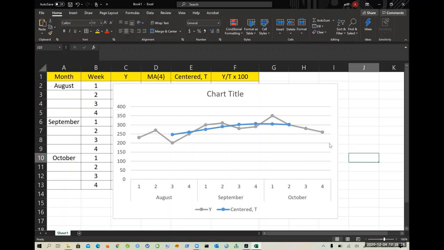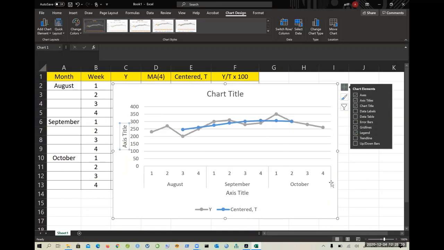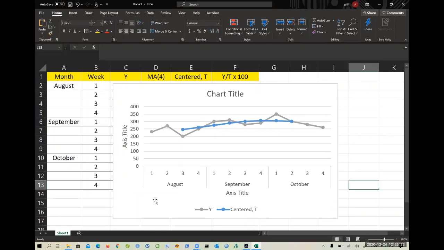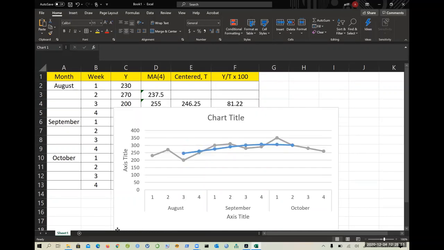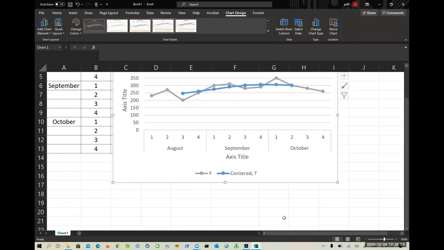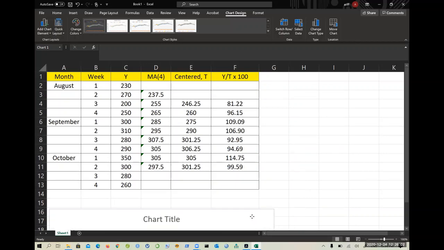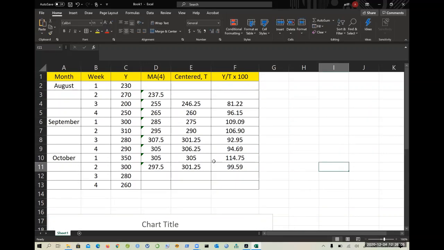So you must have the axis right. So bila you draw ni, you kena letaklah dia punya axis title. Okay, so axis title tu you letaklah accordingly. Alright, so this is how it looks whenever you do the graphing. So if you want to draw the graph, so this is the actual graph, and then the blue one will be the graph for the trend values. So let me just move this somewhere else. Okay, so that is for the graphing.